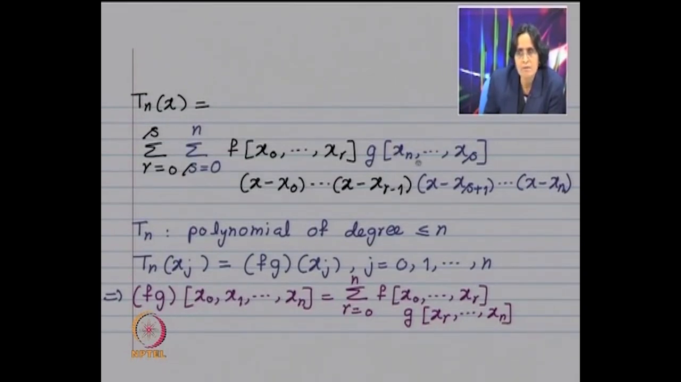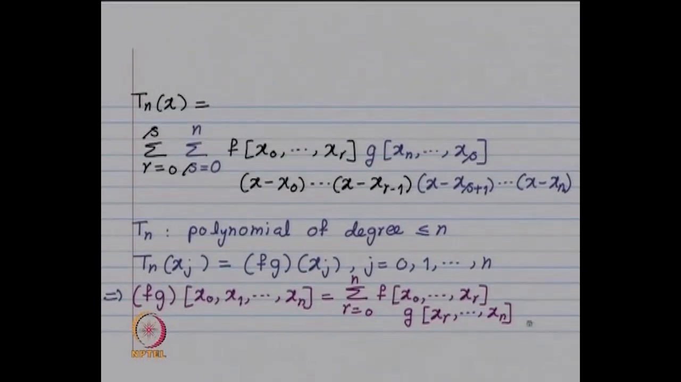The divided difference is independent of the order. So, whether I write the divided difference of g based on x r plus 1 up to x n in one order or another, it is one and the same. So, now we have proved the Leibniz formula for divided differences.